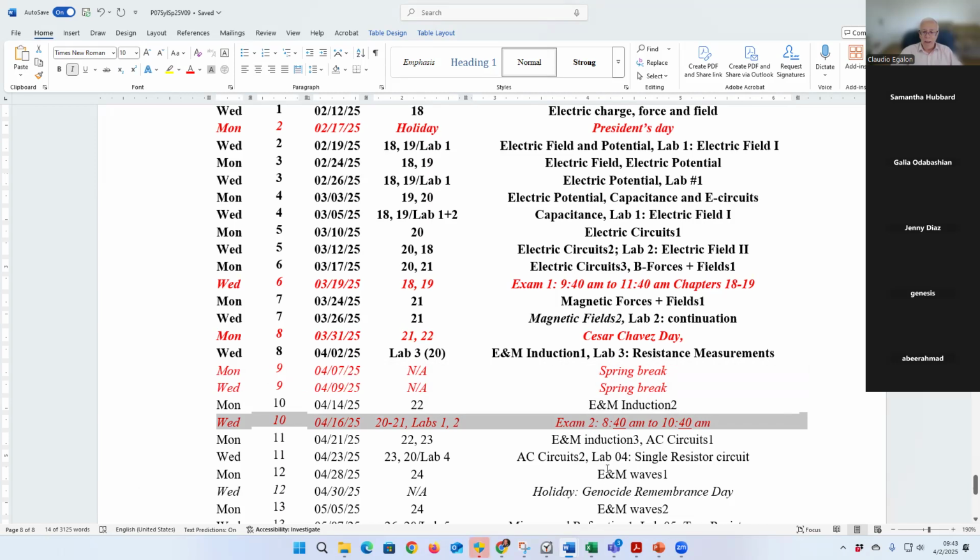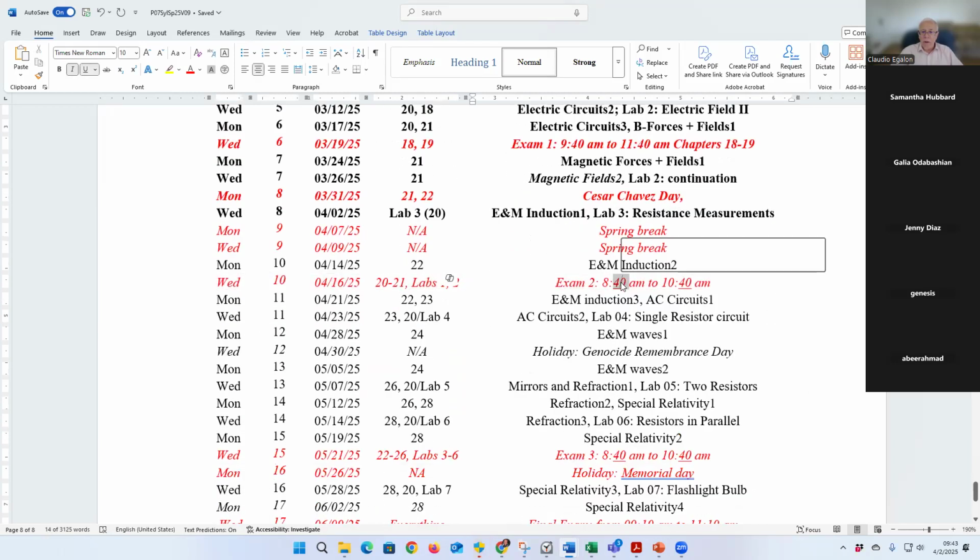Okay, 8:40. And by the way, it's 8:40, okay? The previous syllabus that I had put incorrectly 8:50. So I am fixing that. Okay, that's why it's underlined here.